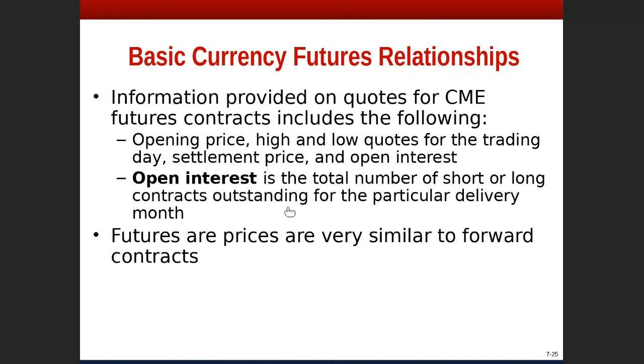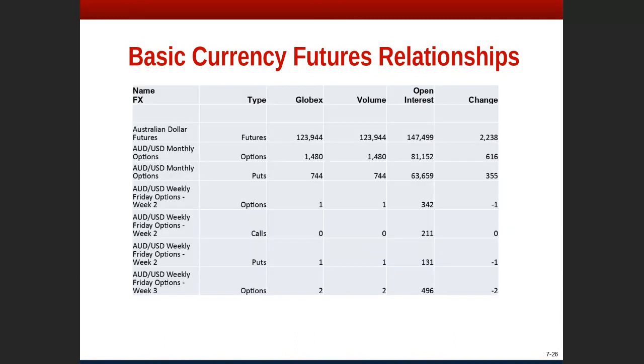So if you're looking at the month of March, for example, and we are in February, and open interest is given as 500, it means that you have 500 contracts out there that have not been reverse traded. You have 500 contracts standing or outstanding. Futures prices are very similar to forward contracts, although they have significant differences.